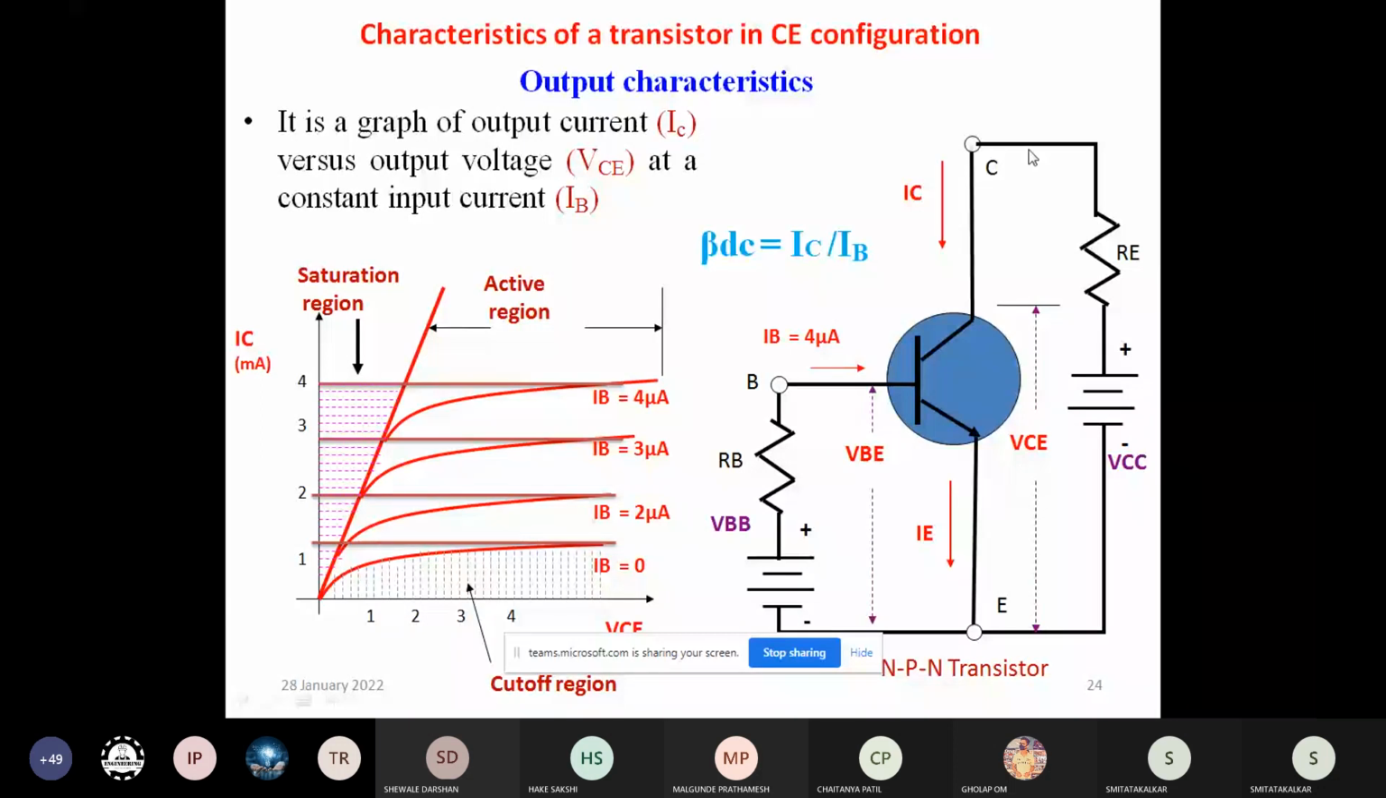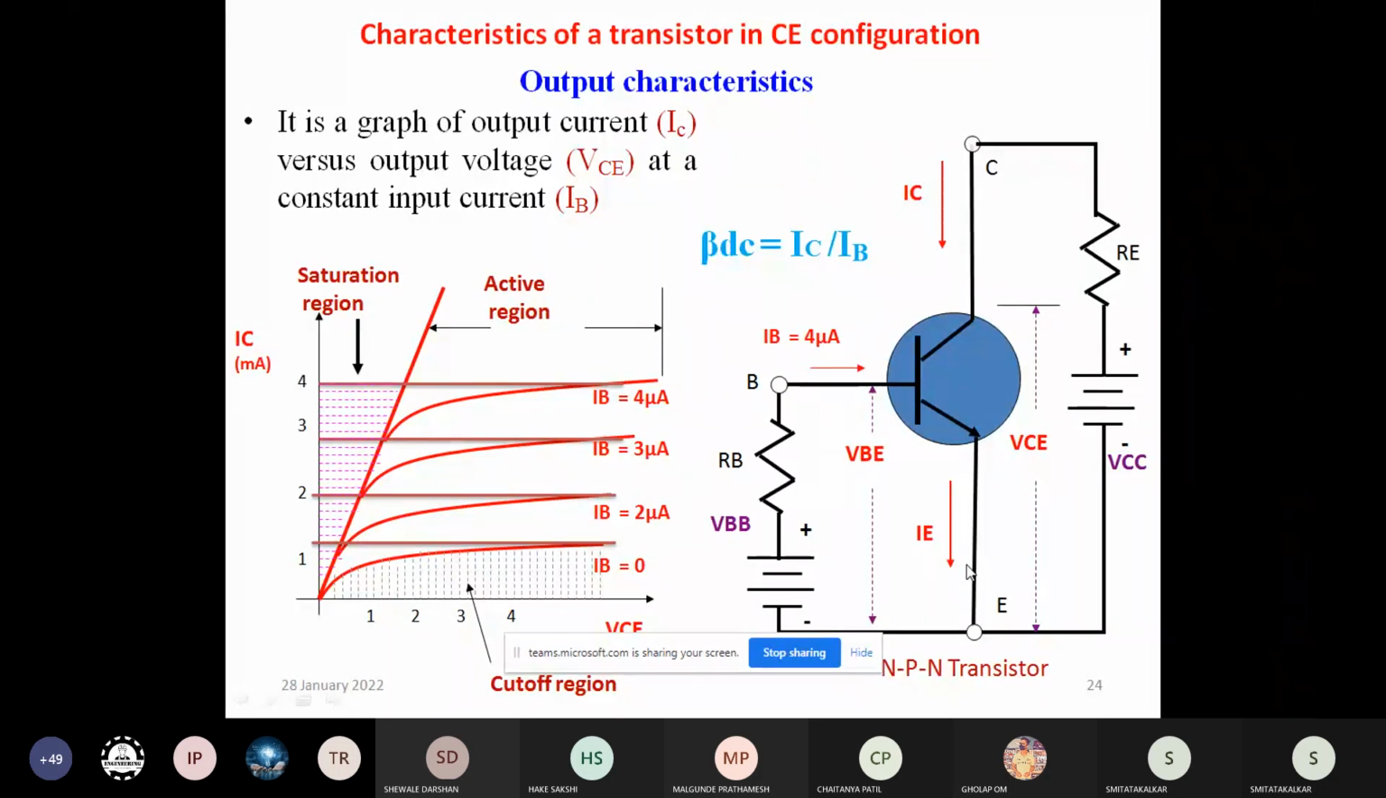That's why maximum voltage is created in the collector current, because the BJT, the bipolar junction transistor, is a current control device. It can control the current in the whole circuit.